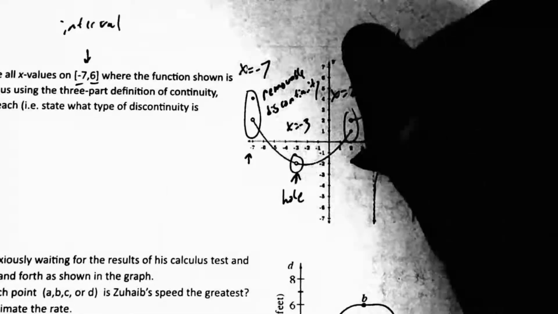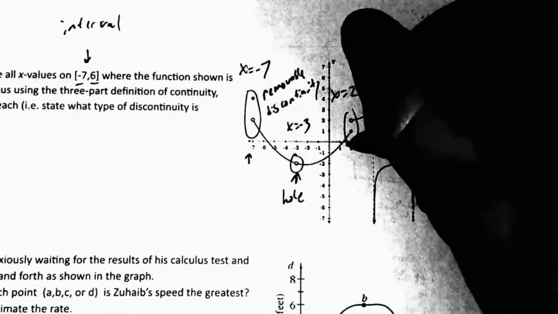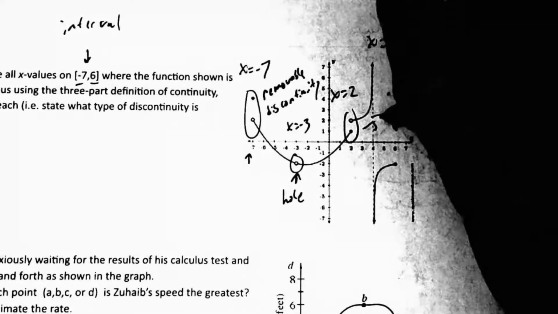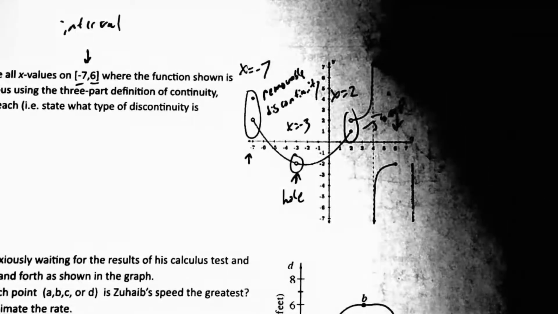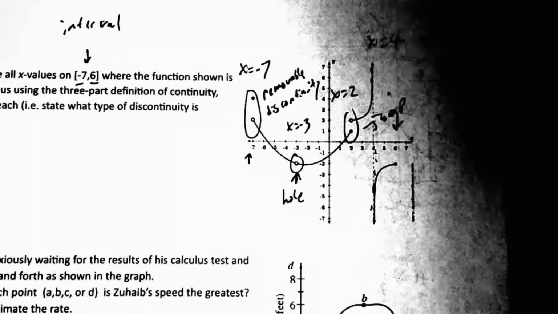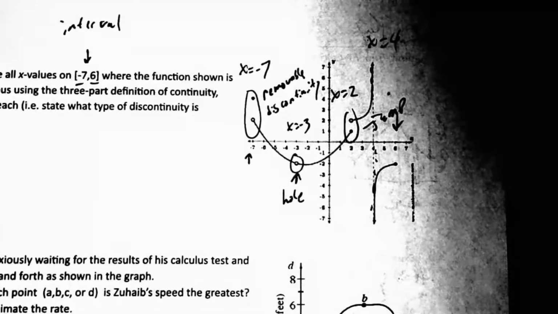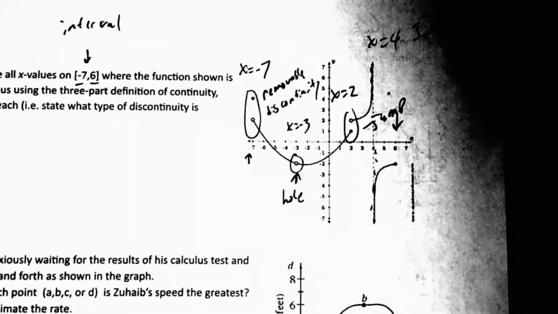Okay, this is the jump, right? I'm jumping up to some other point. This is a jump. And then this one over here is called an infinite discontinuity. Basically, it's a vertical asymptote.